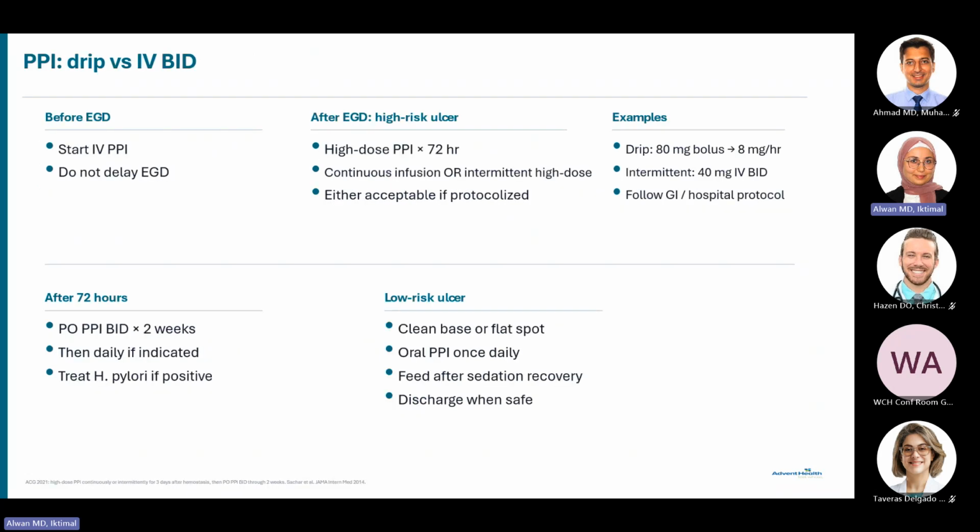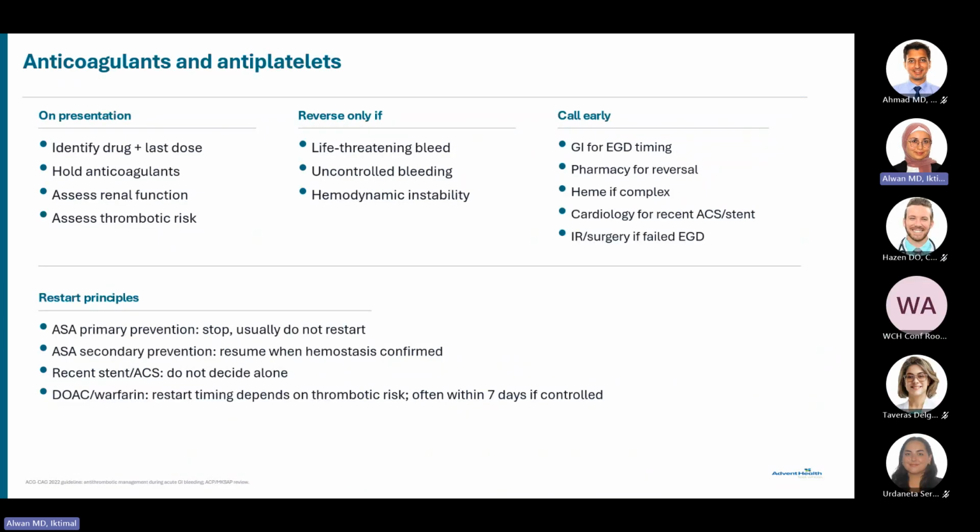Anticoagulants or antiplatelets. Who can tell me when do we need to reverse anticoagulation? If the patient is on warfarin or Eliquis, when do we need to really reverse? Is that every patient with upper GI bleed? It could, but it's mostly in life-threatening bleeding. If the patient is hemodynamically unstable, in shock, in the ICU, this is when we need to reverse.